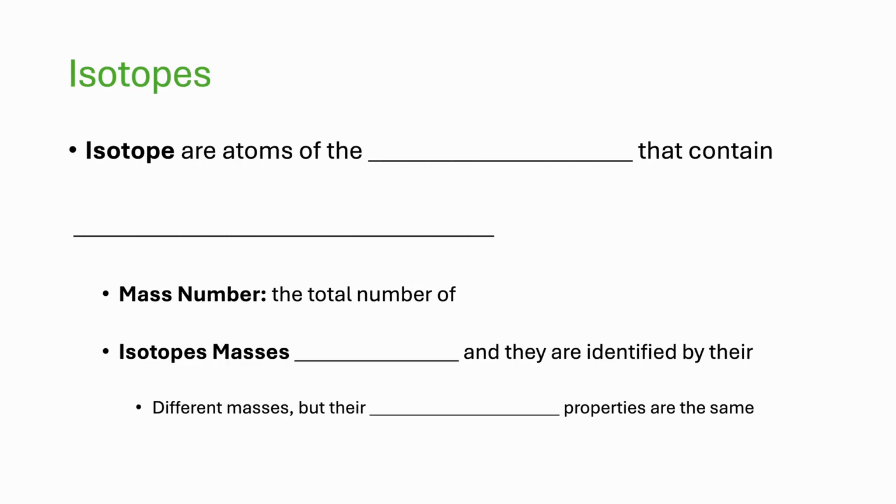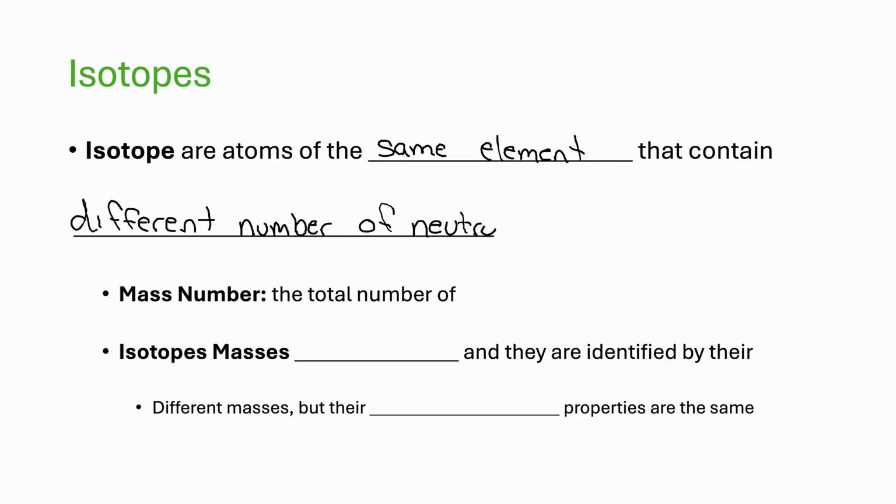Now, sometimes there are variations within these elements. Okay. So isotopes, they have the same number of protons, but they have a different number of neutrons, which means they have a different atomic mass. So isotopes are a little bit strange. Isotopes of the same element have the same number of protons, but they contain a different number of neutrons. So what that means is they have a different atomic mass.